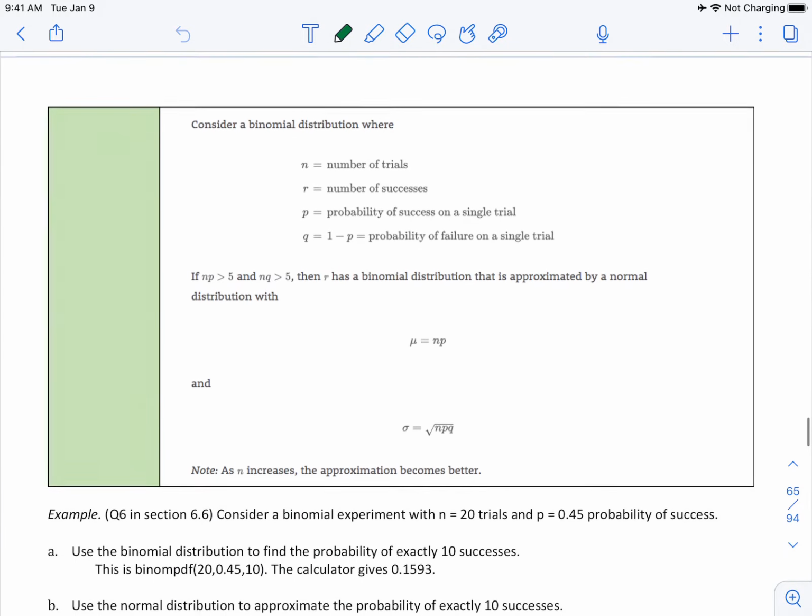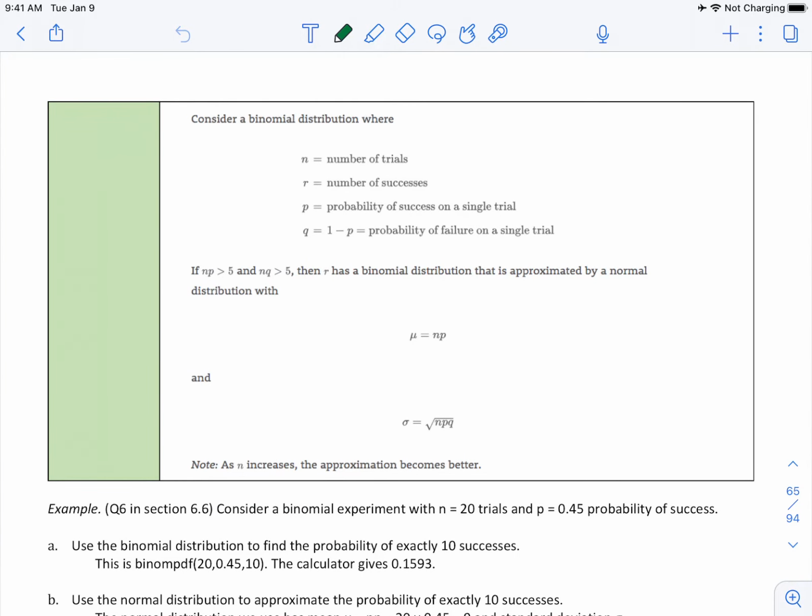So we consider a binomial distribution where n equals the number of trials, r equals the number of successes, p equals the probability of success on a single trial, q is equal to 1 minus p, the probability of failure on a single trial. So if n times p is greater than 5 and n times q is greater than 5, again, I'm going to write this larger, our n times p is greater than 5, and our n times 1 minus p, which is q, is greater than 5. We have to have both of these true.